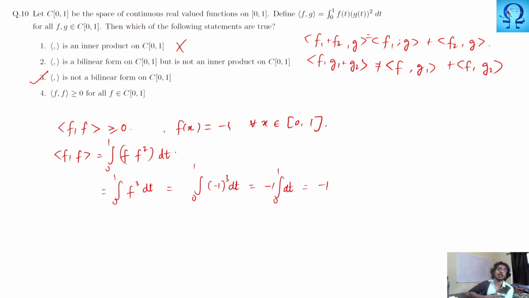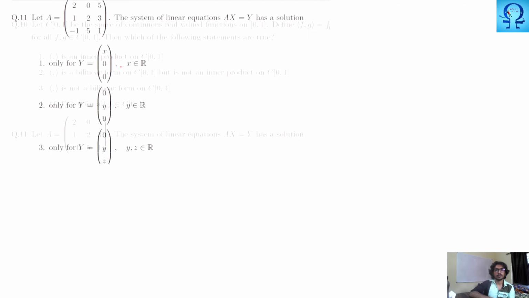When we tried, we saw that this is not an inner product itself. So option 1 and 4 were discarded then and there itself. The question was to find only the bilinearity, that is not also happening, hence option 3 is the true one.